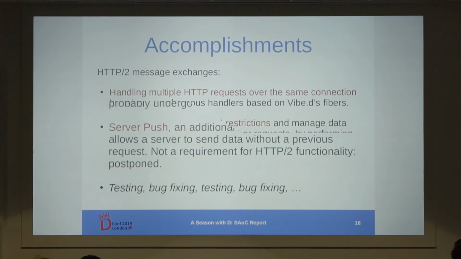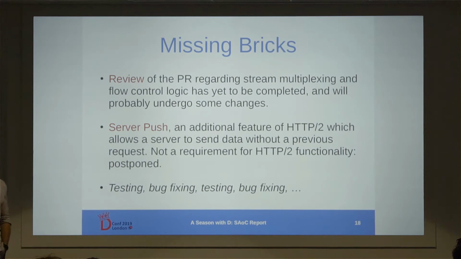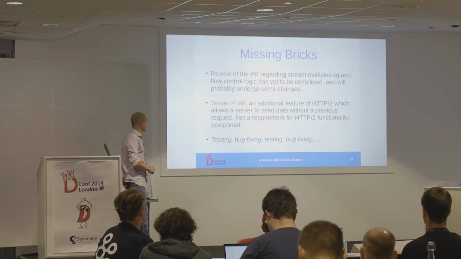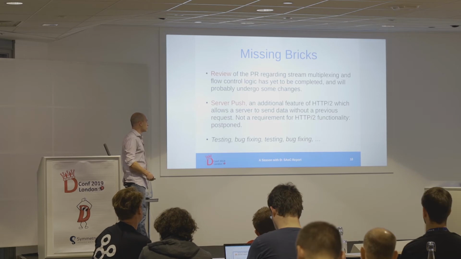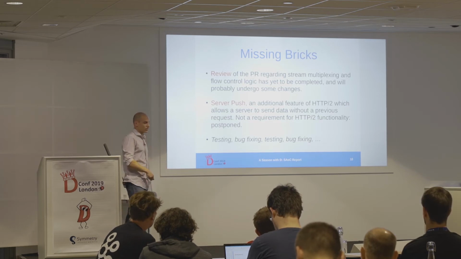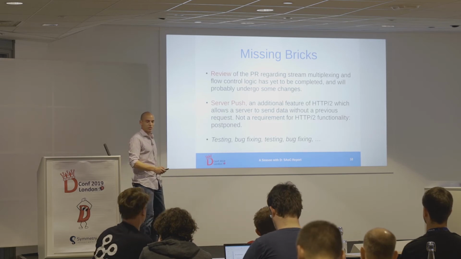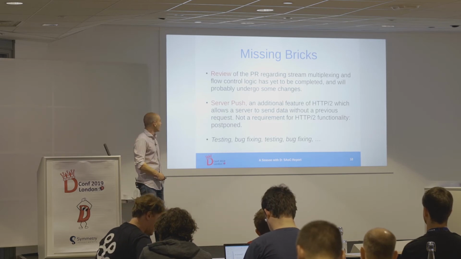And what is missing is mainly the last review of stream multiplexing and flow control, and server push, which is an optional, additional feature introduced in HTTP2 to allow a server to send data to a client without having received a previous request. This is quite controversial, but we decided to postpone it just because it wasn't part of the actual implementation. And then there's testing, bug fixing, testing, bug fixing. So if anybody wants to help with that, we'll be very glad.